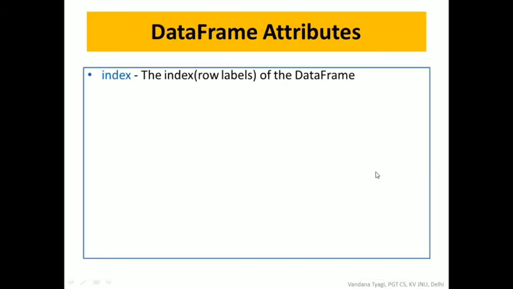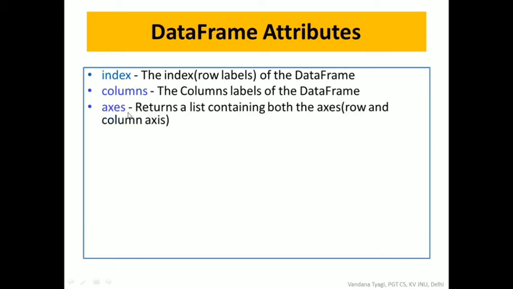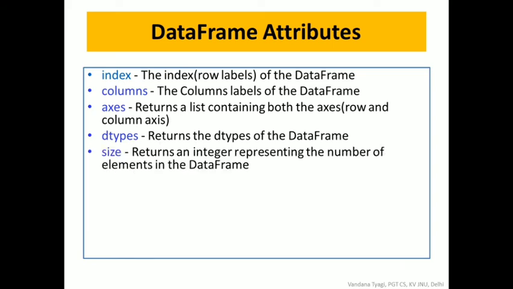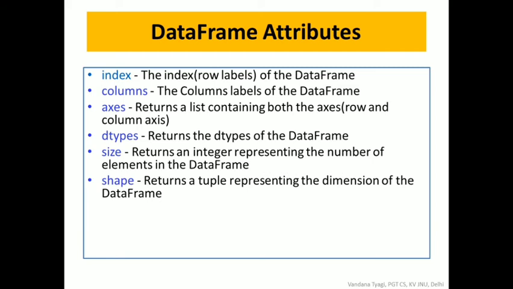Now, data frame attributes. There are various attributes and they help us to do many functions on the data frame. Index will return all the row indexes, the row labels. Columns returns all the column labels. Axes returns both the row labels as well as column labels. Dtypes will return only the data types, so the data type of each and every column. Size will return the total number of elements in that particular data frame. Shape returns the rows and columns dimensions. Dimension means how many rows, how many columns, row values first and then column values, like 3, 2: 3 rows and 2 columns, this way.